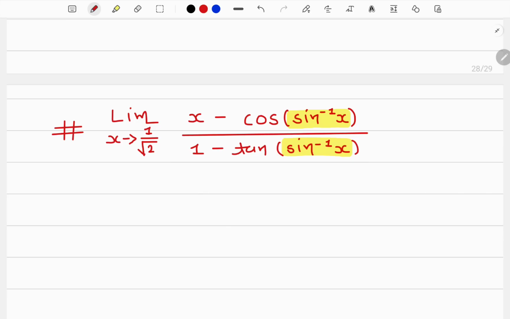The interesting part of this question is, if we apply the limit directly and put x equal to 1 upon root 2, then we get 1 upon root 2 minus cos(sin inverse 1 upon root 2), which is pi by 4. So cos pi by 4 is 1 by root 2, upon 1 minus tan(sin inverse 1 upon root 2). Sin inverse 1 upon root 2 is pi by 4, and tan pi by 4 is 1. So this is 0 by 0 form, right?